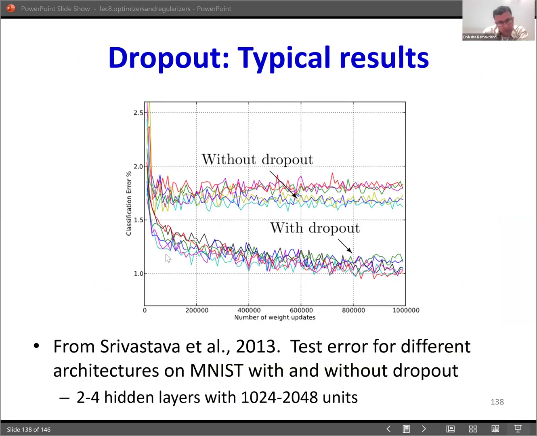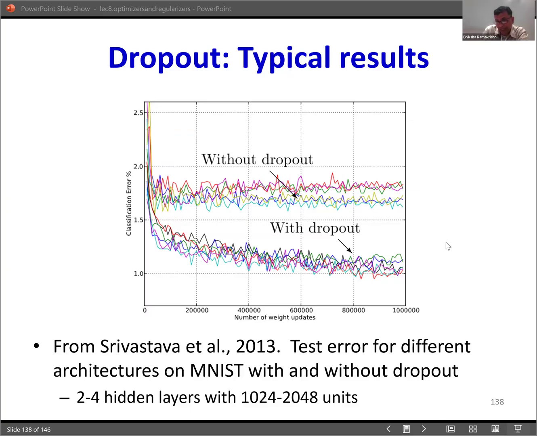So here was the first paper on dropout by Nitish Srivastava et al. in 2013. And this was again, I think, on MNIST. They show how the classification error without dropout saturates at around 1.6. But then once you use dropout, the thing falls really fast and continues to fall beyond 100,000 updates of the parameters.